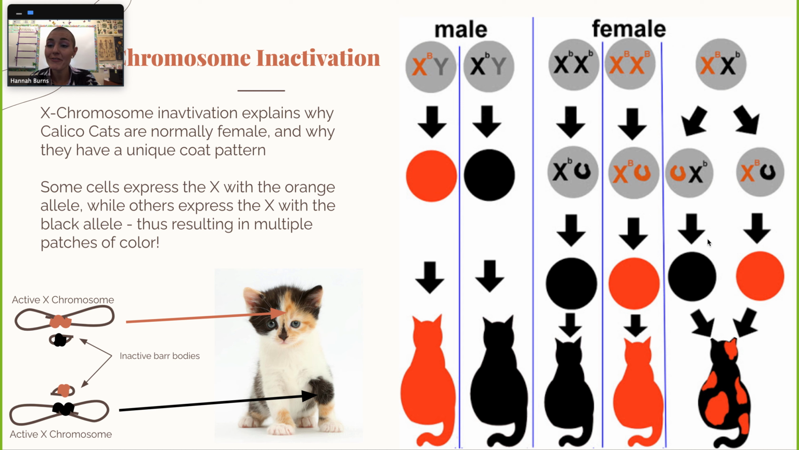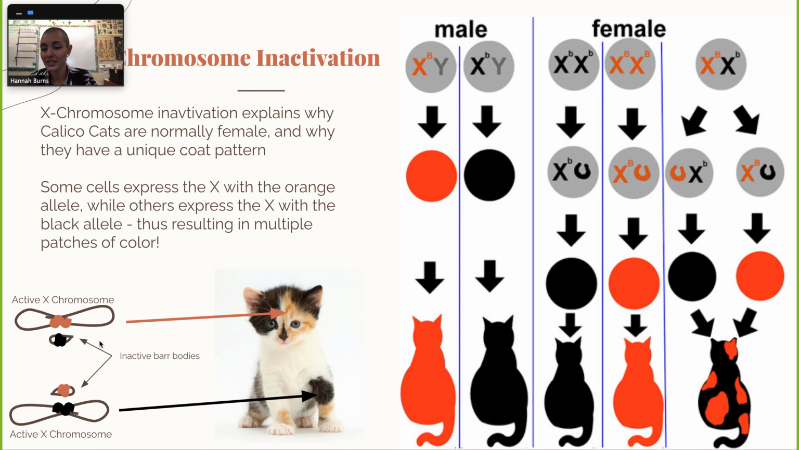And so because each cell can have either one activated or inactivated, you'll have some cells saying, let's express black colored fur, and other cells saying, hey, let's express orange colored fur. So what you end up with is a spotted colored cat.